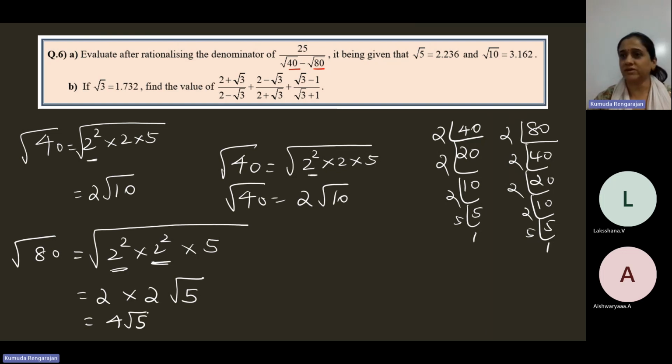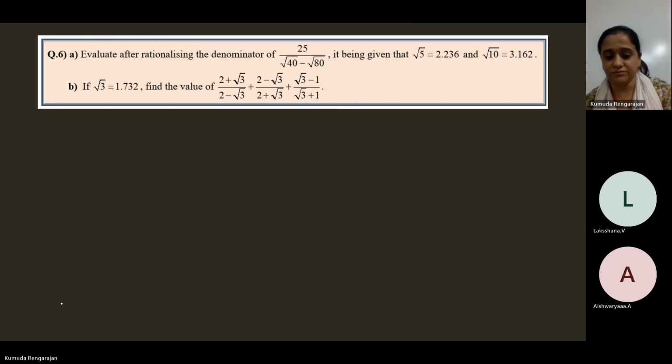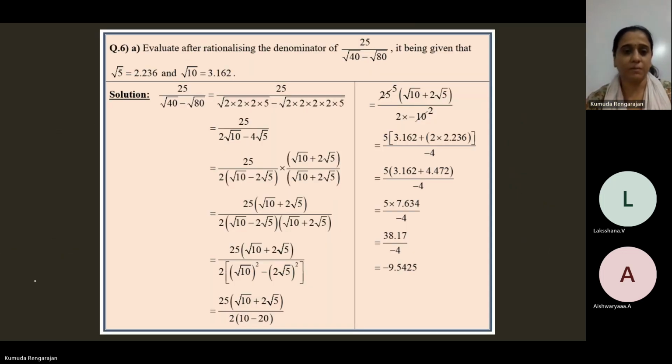All right. So this will be the first step. See here. Don't read the slide ahead. Okay, we'll go together. So this is the first step. Write 25 as it is. Now the square root of 40 can be written as the square root of 2 into 2 into 2 into 5. And the square root of 80 can be written as the square root of 2 into 2 into 2 into 2 into 5. You understand that? All right.